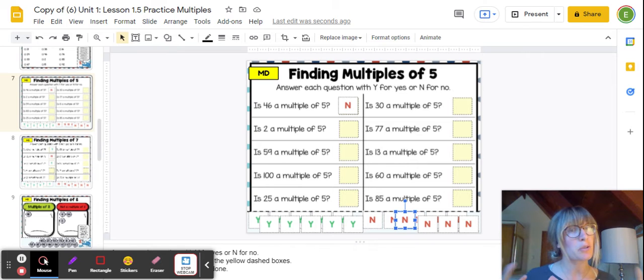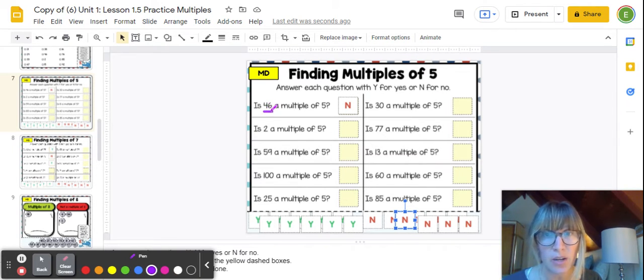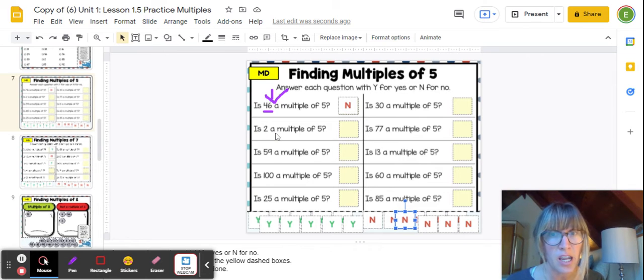Similar here, multiples of 5. So if it ends in 5 or 0, then you know 5's your hero. So if we take our target number, in this case 46, and we want to know, is it a multiple of 5? In other words, if I count by 5s, will I hit 46? No, we know we won't, because 46 does not end in a 5 or a 0. So you can go through and do the similar action here.